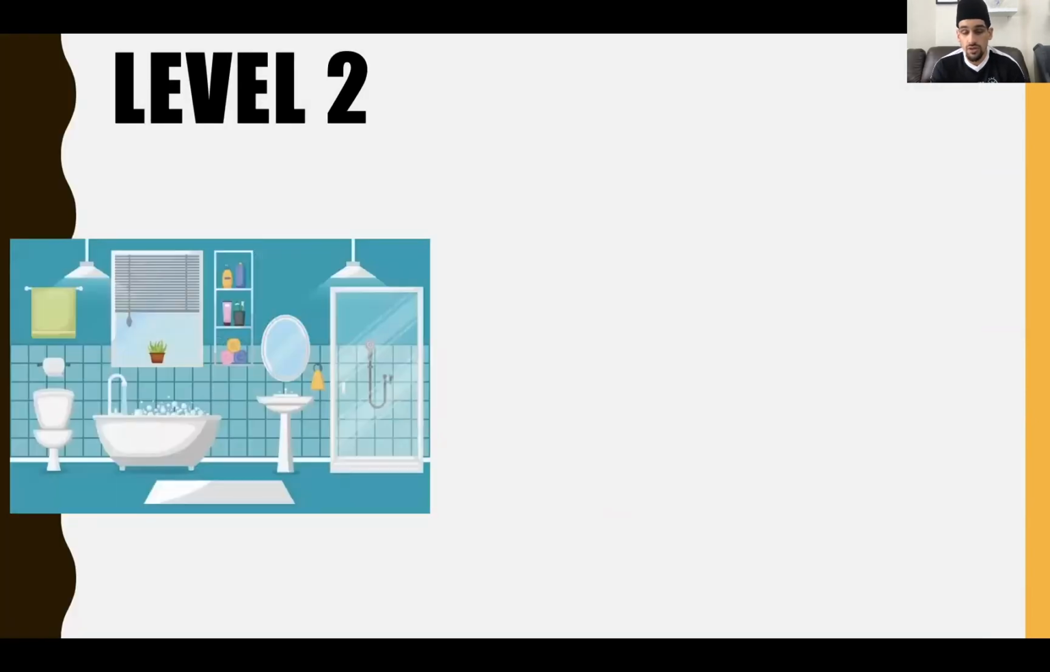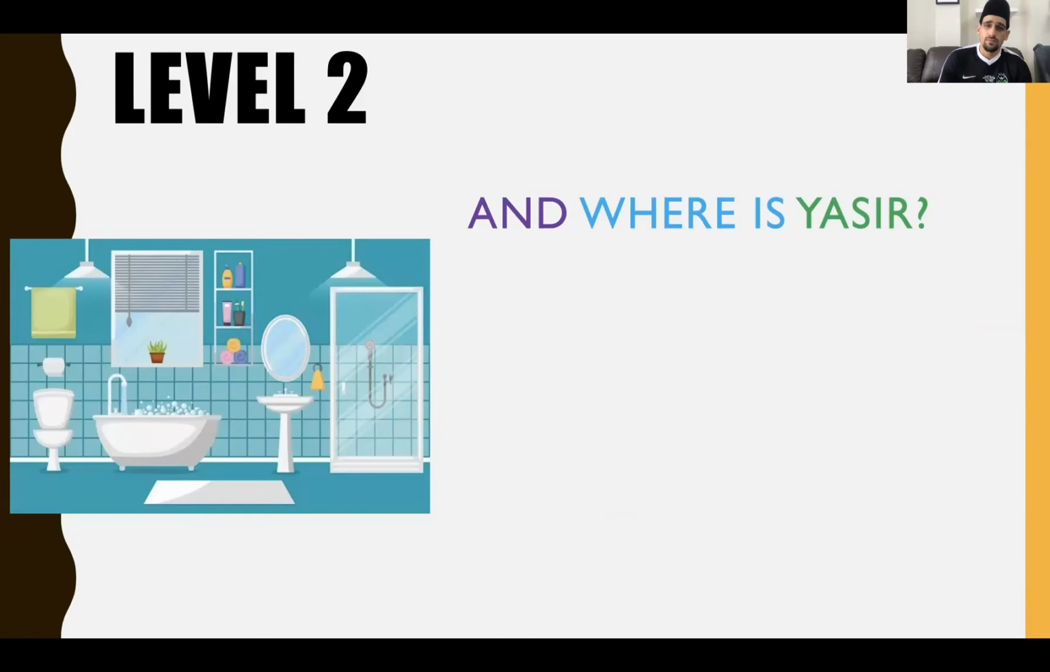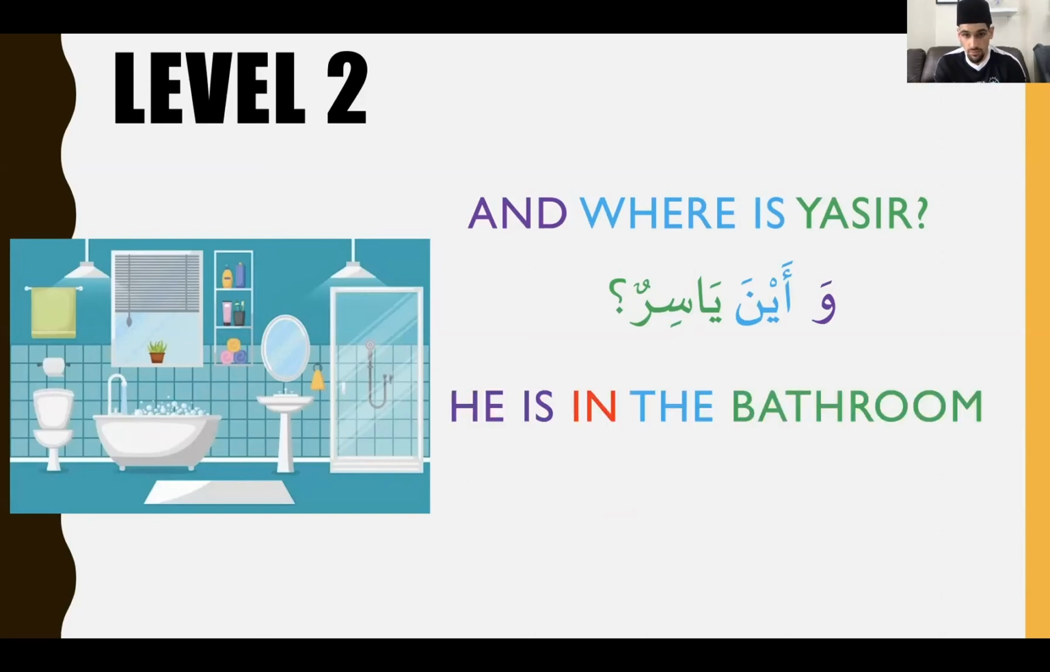We'll go to another example now. And where is Yasir? Again, we know how to say this. We just have to apply the word Yasir now. Wa aina Yasir? And where is Yasir? Same example as before, but we're adding the word wa. He is in the bathroom. Remember, he is referring to Yasir.